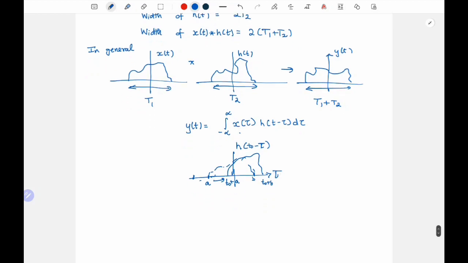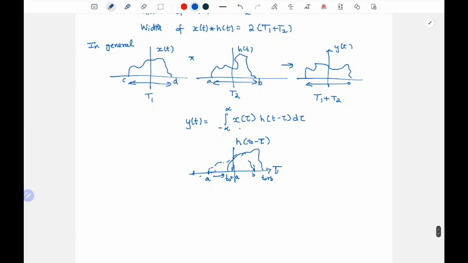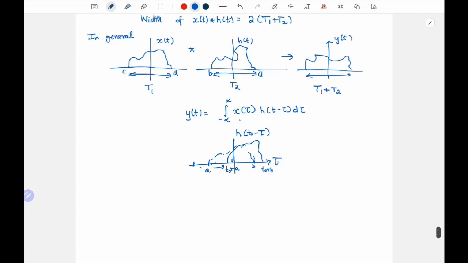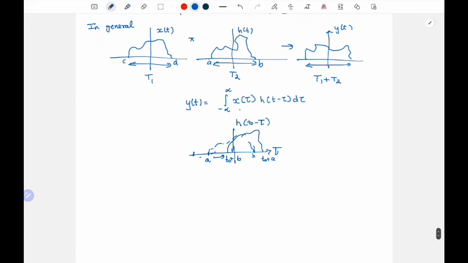So the overlap is possible only when, let's say, these places are C and D. Let's say this is A and B. When you flip it, this will become B and A, and then it is right shifted. So what will be the overlap? D equal to t naught plus B. For t naught plus B greater than D, there is no overlap.